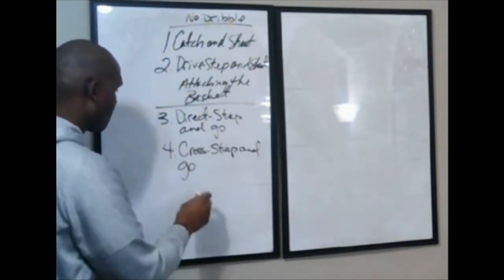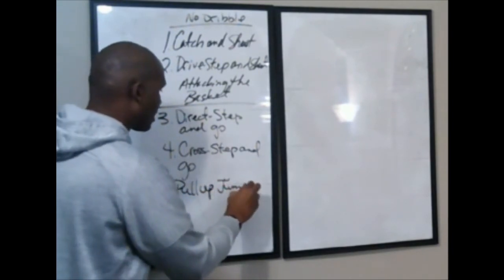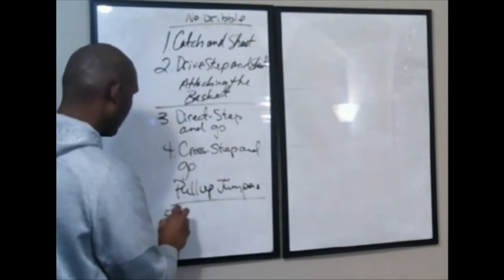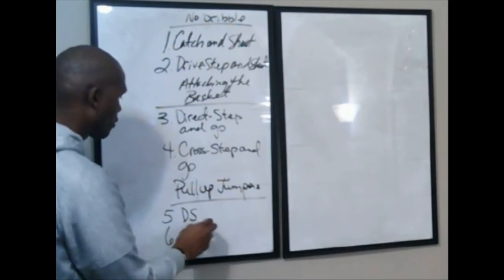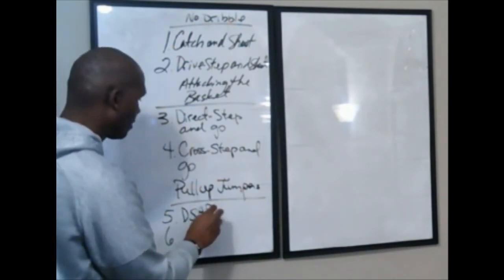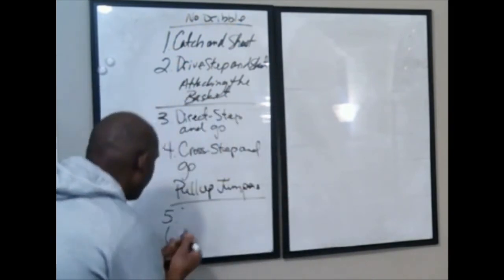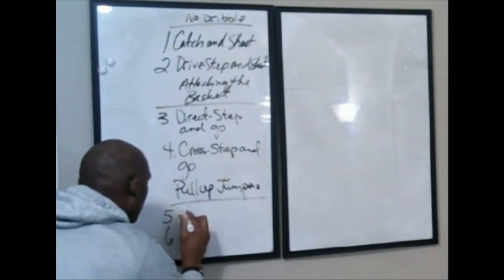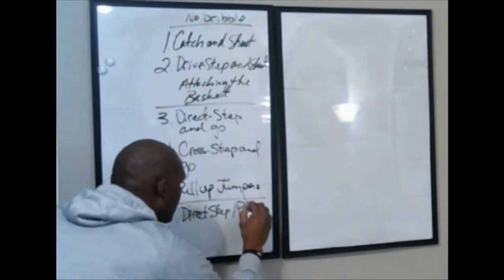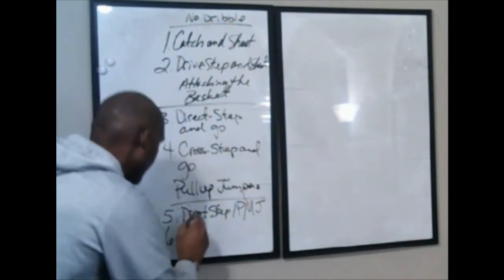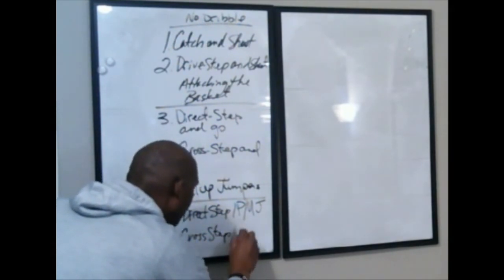And then 5 and 6 involve pull-up jump shots. Pull-up jumpers, or dribble jumpers. And guess what? 5 and 6 are the same as direct step and go. I'm going to just write this DS, direct step, and go, but it's now pull-up. Direct step and pull up. Too much information. Let me get that out. Put this back in. It's a direct step into a pull-up jump shot. I'm going to just put PU, jumper. And then it's a cross step into a pull-up jumper.